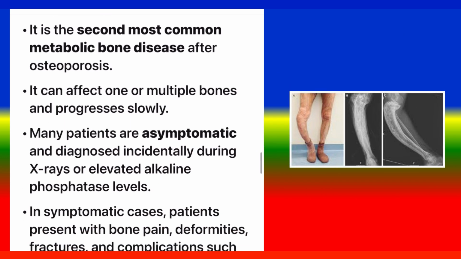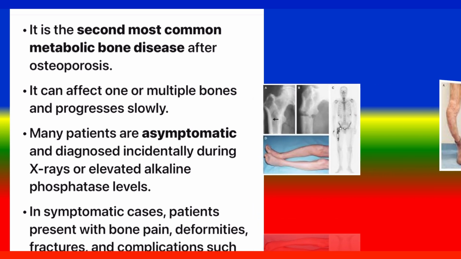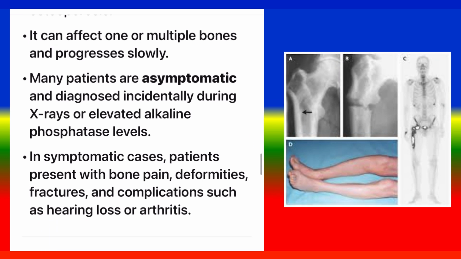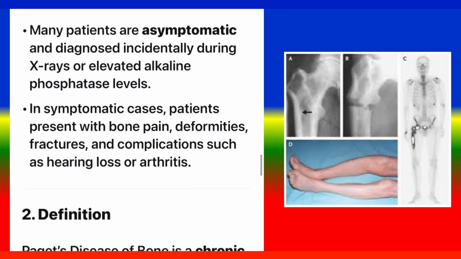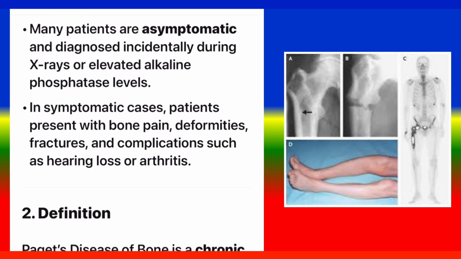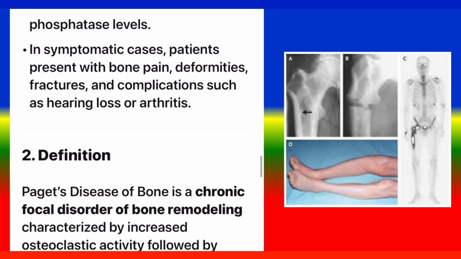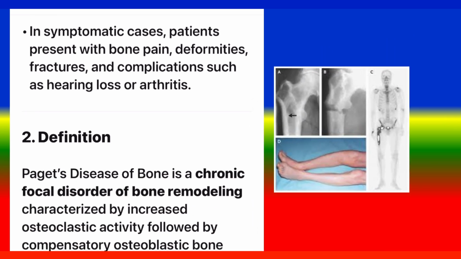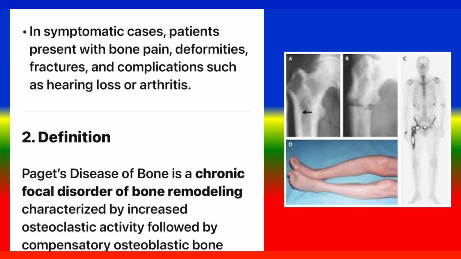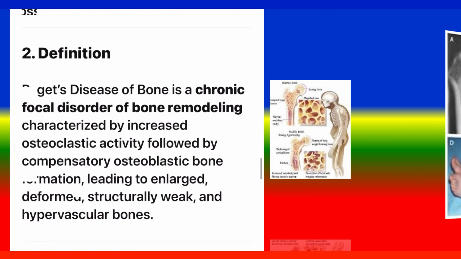It is the second most common metabolic bone disease after osteoporosis. It can affect one or multiple bones and progresses slowly. Many patients are asymptomatic and diagnosed incidentally during X-rays or elevated alkaline phosphatase levels. In symptomatic cases, patients present with bone pain, deformities, fractures, and complications such as hearing loss or arthritis.